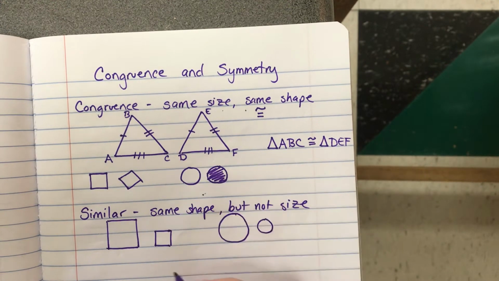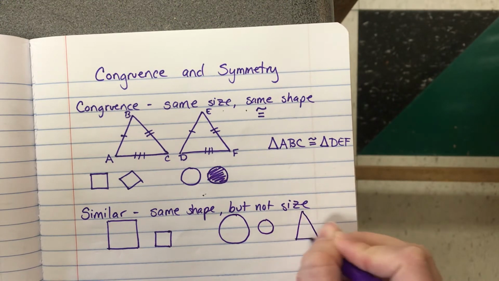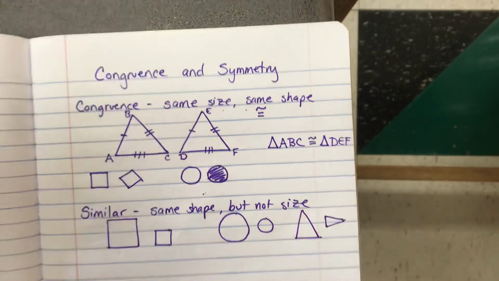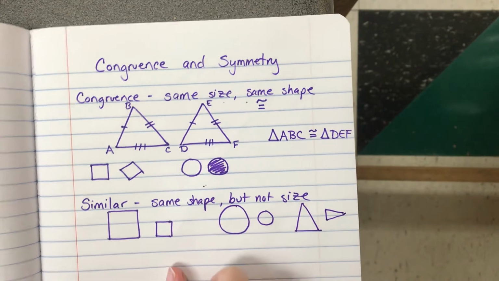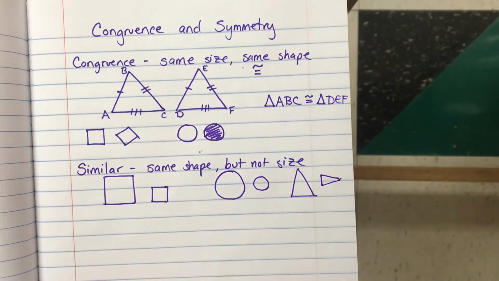Or you could turn something. So let me draw like a triangle here, and maybe a triangle that's the same exact triangle. It's a baby version of this one, but it's turned. Those would still be similar. So same shape, but not size. One is the baby version of the other. Those would be what we call similar.